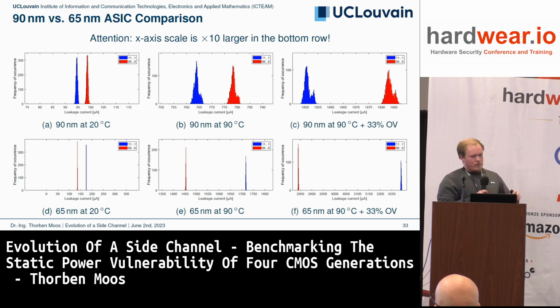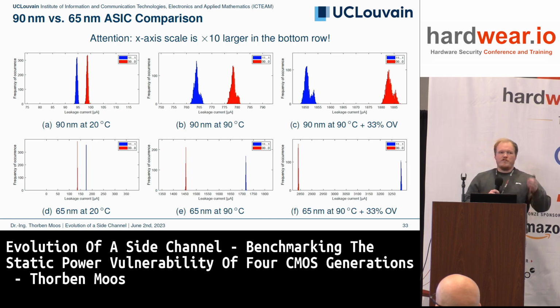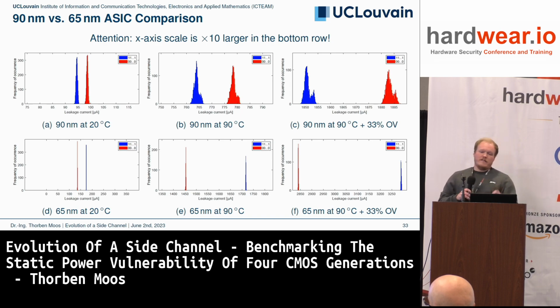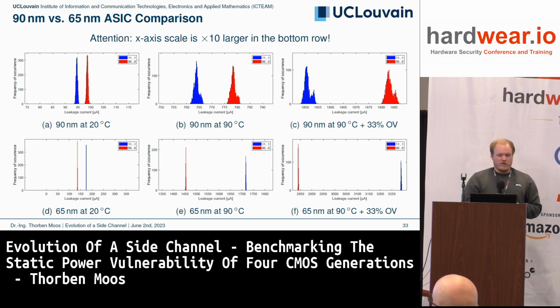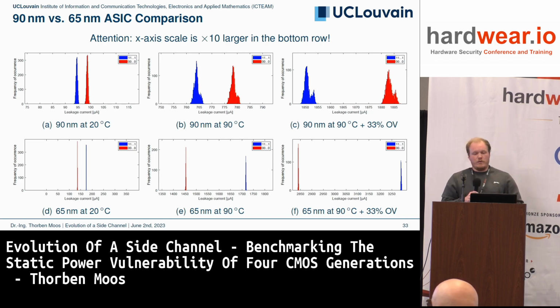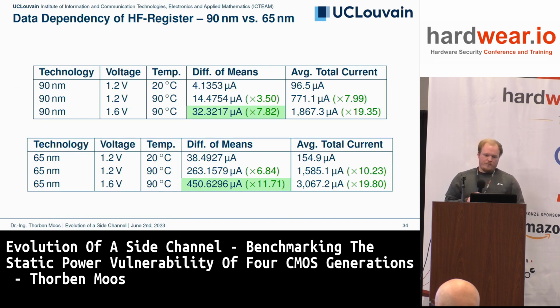And what we can see from left to right, so left is like room temperature where we assume 20 degrees Celsius. In the middle, we did that same thing at 90 degrees Celsius. You can see that in both cases, it widens the gap between the two distributions, so they are much better distinguishable. I mean, they are already perfectly distinguishable beforehand, but the difference increases. And if I additionally also increase the voltage from 1.2 to 1.6 volt, it helps in both cases too.